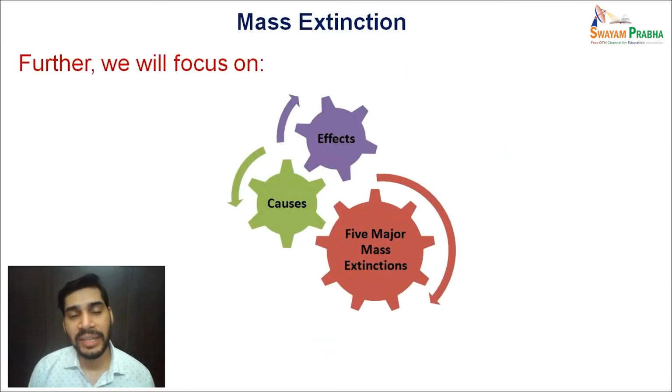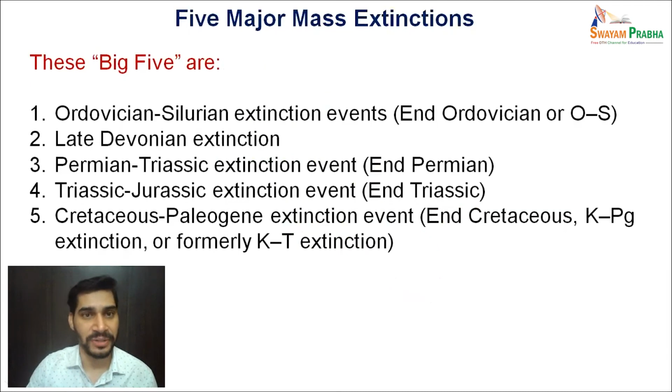Now, having this brief idea about what we mean by extinction and what different kinds of extinction events are there, we will focus now upon the mass extinctions. And particularly, we will discuss this topic in 3 broad categories. First, we will talk about the 5 major mass extinction events which have taken place on our Earth so far in the history. Then we will talk about their causes, and lastly we will talk about their effects. So in these 3 subheads we will further discuss the mass extinctions.